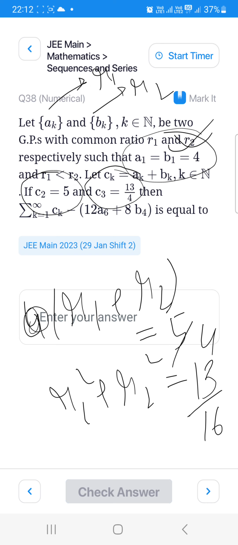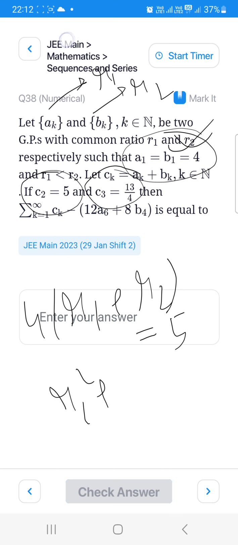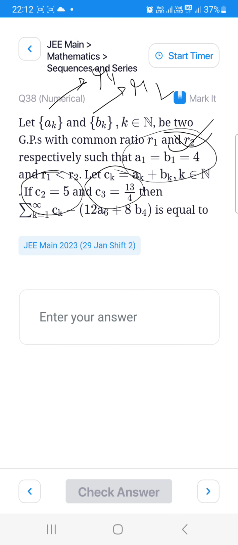So let me just rub this out. Okay, r1 r2 comes out to be 5 by 4 whole square, which is 25 by 16, minus 13 by 16, so that is 12 by 16, divided by 2, that means 12 by 32, that is 3 by 8. So r1 r2 is 3 by 8.